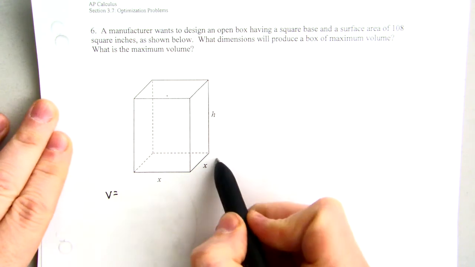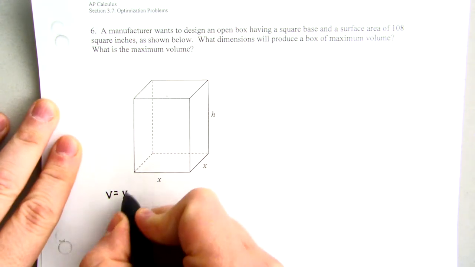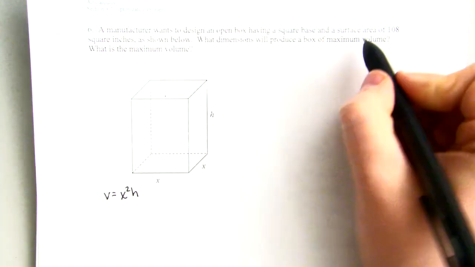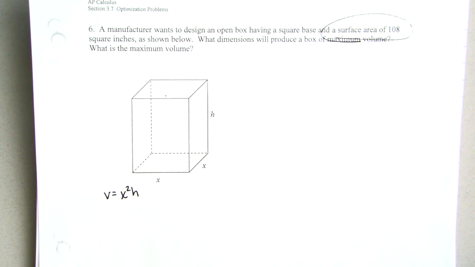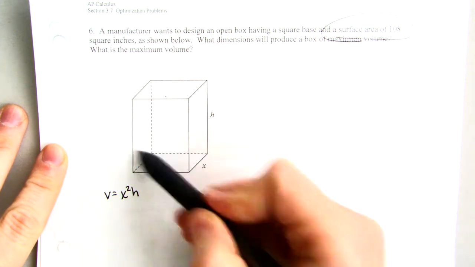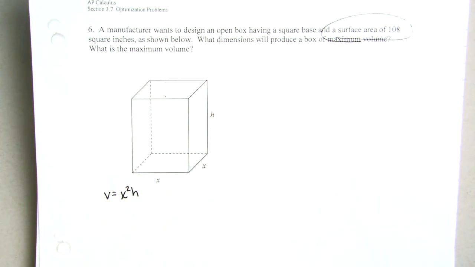Length times width times height. I think x times x times h, x squared h. My secondary equation: I said the surface area is 108 square inches. Well, surface area just means add up the area of this side, with that side, with that side, with the bottom, and it's going to equal 108. Can you create a formula for the surface area?